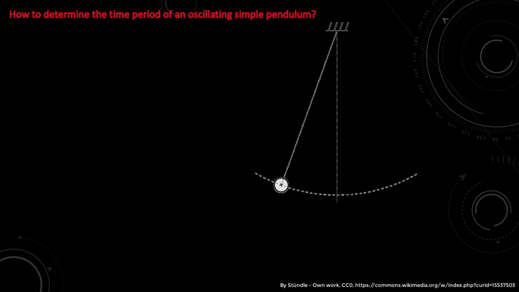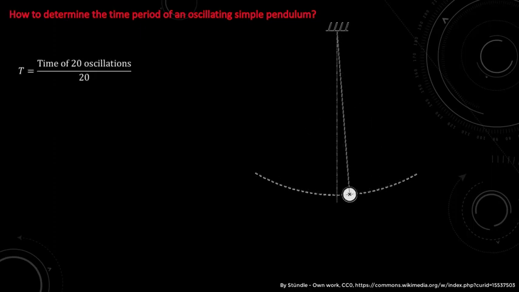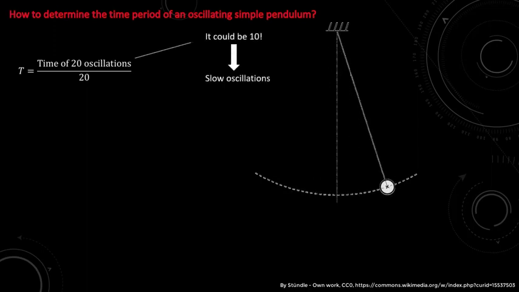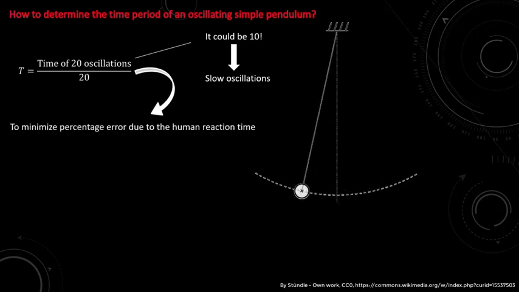So the time period is equal to the time of 20 oscillations divided by 20. Ce n'est pas tout le temps qu'il y a une oscillation, parfois il est capable de 10, surtout si l'oscillation est slow. Et ce qui fait que nous mesurons pour a number of oscillations et non pas pour une seule, c'est parce que nous avons minimize percentage error due to the human reaction time.